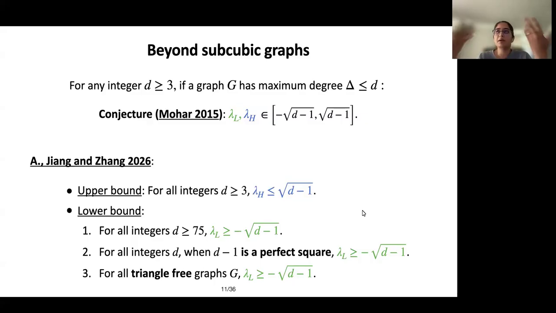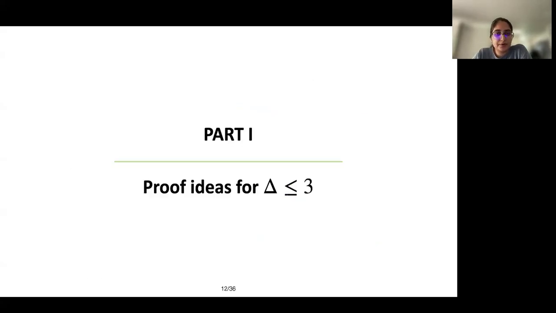So the remaining part of the talk is broken down into two parts. In part one, I'll briefly discuss the ideas behind the proof of our subcubic graph case. And in the second part, I will discuss some of the proof ideas that we use to prove the general result. So before I move on, are there any questions? Okay, so if there are none, let us move on. So let's focus on the proof ideas to show how my median eigenvalues can be bounded for the subcubic graphs.